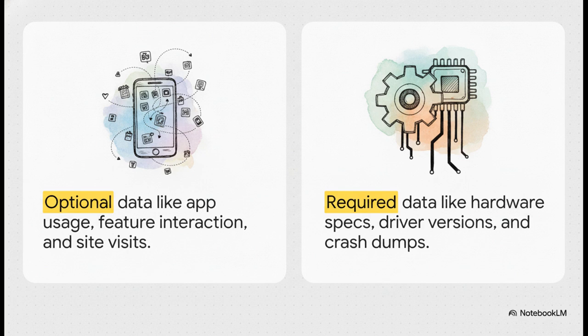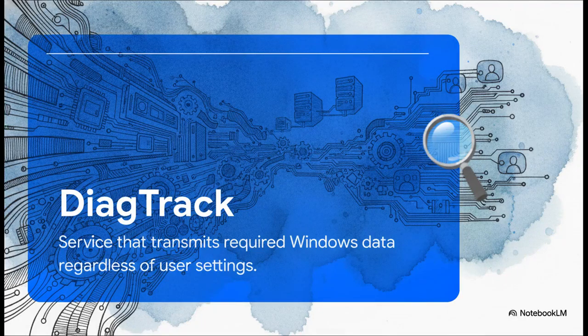But then, there's the required data. This tier includes your device's hardware specs, driver versions, OS build history, and crash dumps. And here's the kicker: this baseline data flows continuously, completely regardless of what you set that toggle to in the UI. So what's the actual engine driving this continuous flow of data?